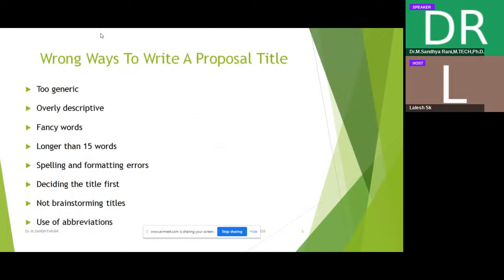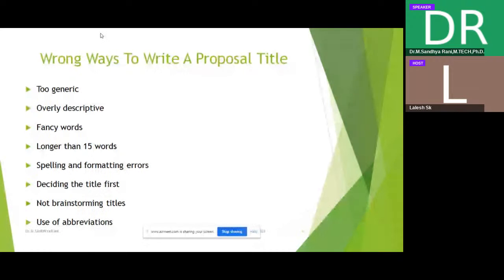So, let us study the wrong ways to write a proposal title. It should not be too generic, very generalized in nature, or overly descriptive. It is not an abstract. It is a title. You need not explain everything in a title. What you are going to explain is in the paper. Don't use fancy words. Research cannot be built on fancy words. Try to use simple and straightforward words.